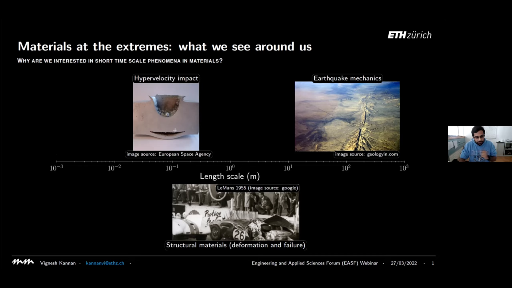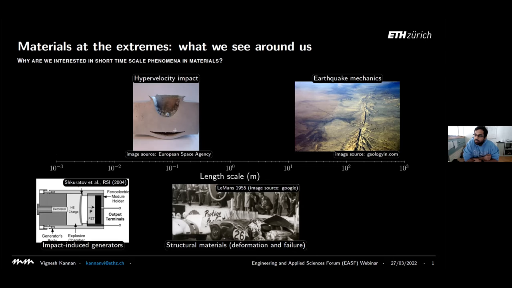This is an example that I promise I will talk about towards the end of my talk. It is a very interesting example where you take a ferroic material, a material which has some polarization to it, and you detonate something behind it with a very high explosive. What you end up with is an energy generator. This research is, in my opinion, still in its early stages, but has very exciting potential, especially with our modern drive towards energy generation and storage.